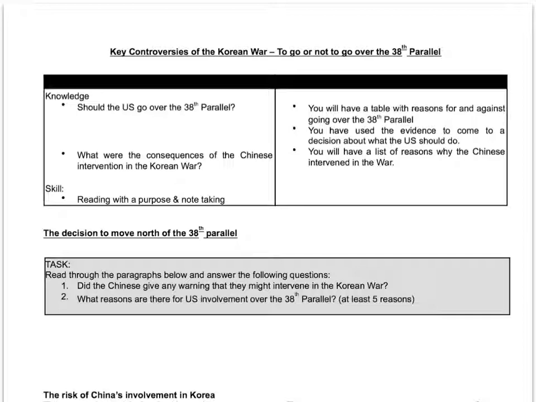Read through the paragraphs below and answer the following questions. Did the Chinese give any warning that they might intervene in the Korean War? And secondly, what reasons are there for US involvement over the 38th parallel?